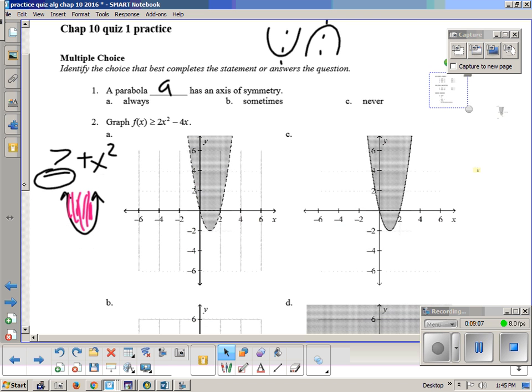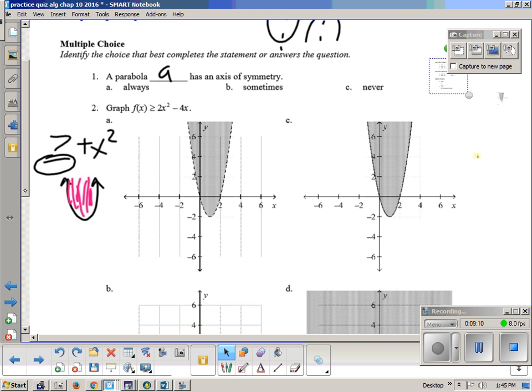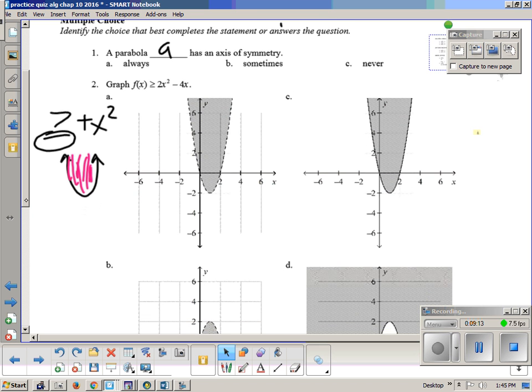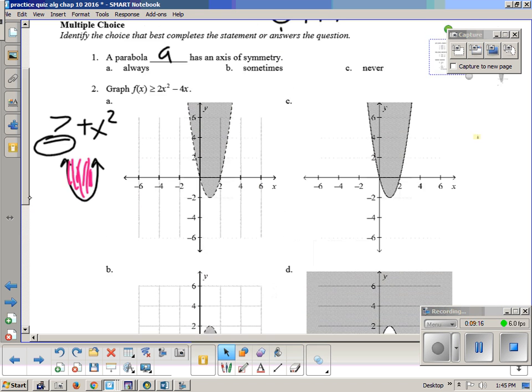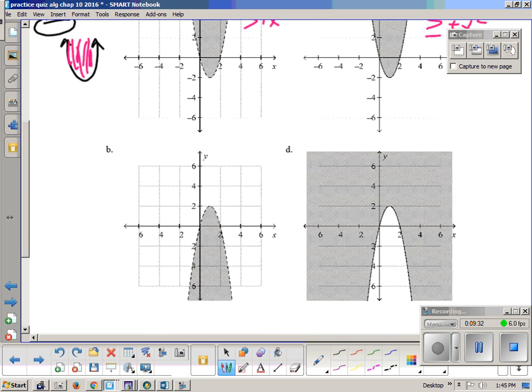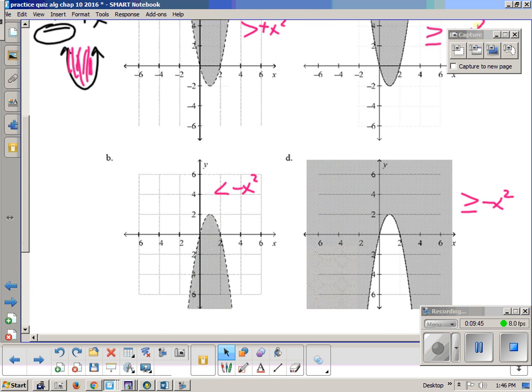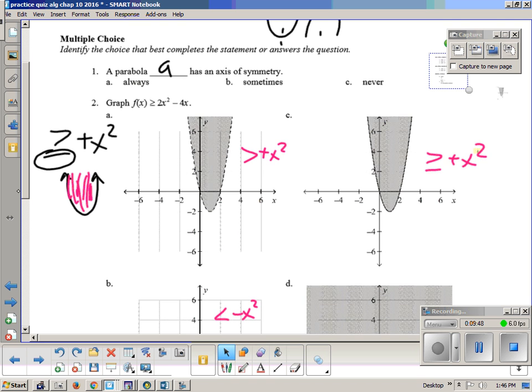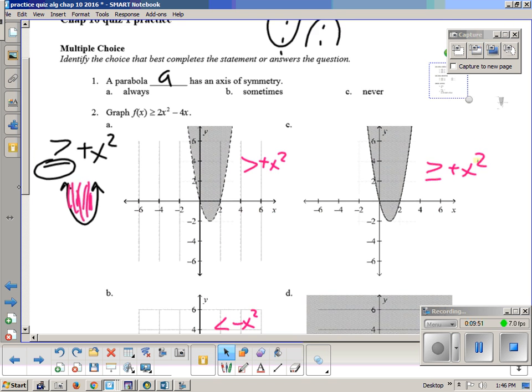So letter A is dotted, so that's out. Letter C looks good. Letter B is a frown face. So this is greater than a positive x squared. This is greater than or equal to a positive x squared. And down here you have less than a negative x squared, so that's not what we want. And over here we have greater than or equal to a negative x squared. So it makes sense that your answer is letter C, it looks like. Yes. Okay, moving on to the next one.